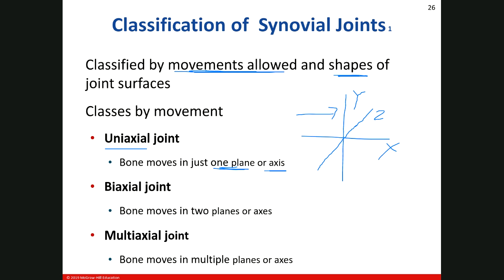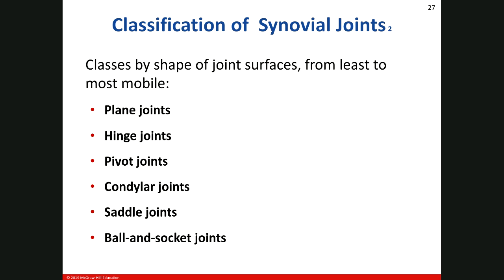You can figure out what biaxial means. That's going to be two planes or two axes. Multi-axial, these move all over the place. You'll see that like in your shoulder joint. We're going to go through some of the details here, but I just want you to understand: you've got one axis, two axes, and three axes. One of the things you want to notice on this page, as we move down our page, is that we are going to start to increase our mobility.